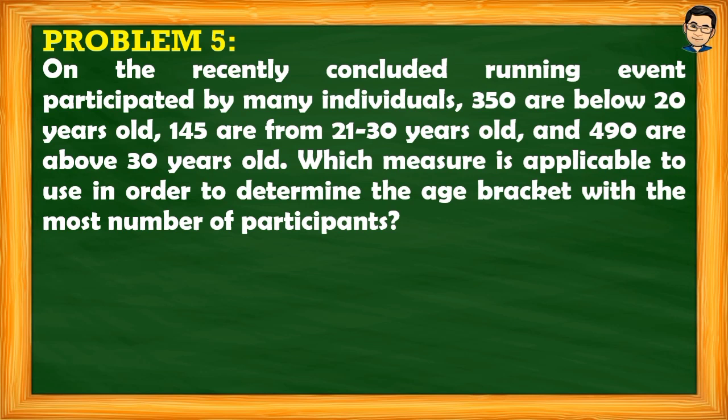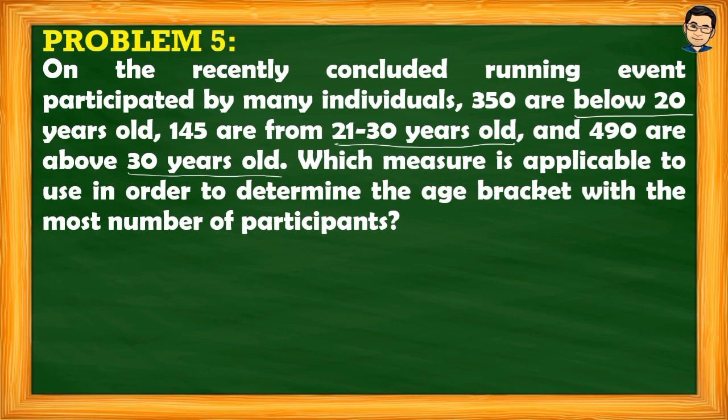Okay, so merong running event dyan na sinalihan ng iba't ibang edad, iba't ibang uri ng tao. So, makikita natin dyan, meron tayong below 20 years old. Yun yung may mga edad na 19, 18 pababa. Then, meron din tayo dyan from 21 to 30 years old. And then, above 30 years old. So, paano natin malalaman kung ano ang applicable na statistical measure?